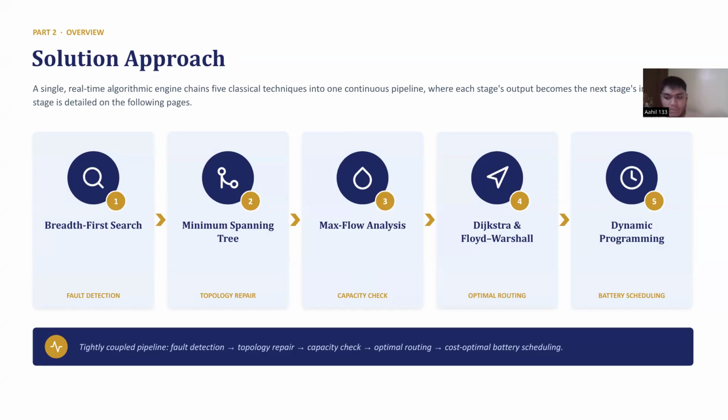So the first stage is the depth-first search, which handles fault detection. The second one is minimum spanning tree, which handles topological repair. The third one is max flow analysis for capacity check. The fourth is Dijkstra's and Floyd-Warshall's algorithm for optimal routing, and the fifth is dynamic programming for battery scheduling.